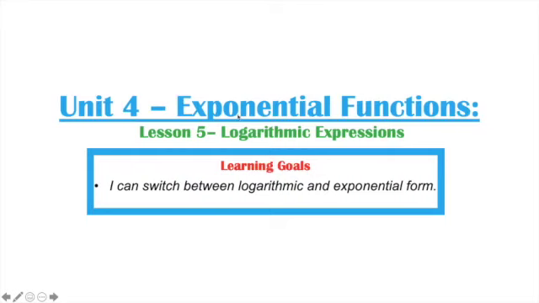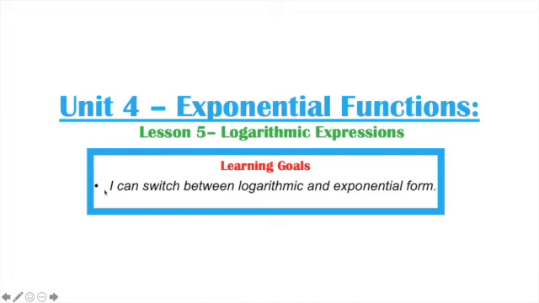Okay, today for lesson 5 of our unit, we're looking at logarithmic expressions. They're probably brand new to you, other than possibly in grade 11, your teacher may have taught you something which was solving for x by taking the log of both sides. I don't know if anyone remembers that. If you've never heard of that, don't worry. I'm going to teach you everything about logarithmic expressions today.